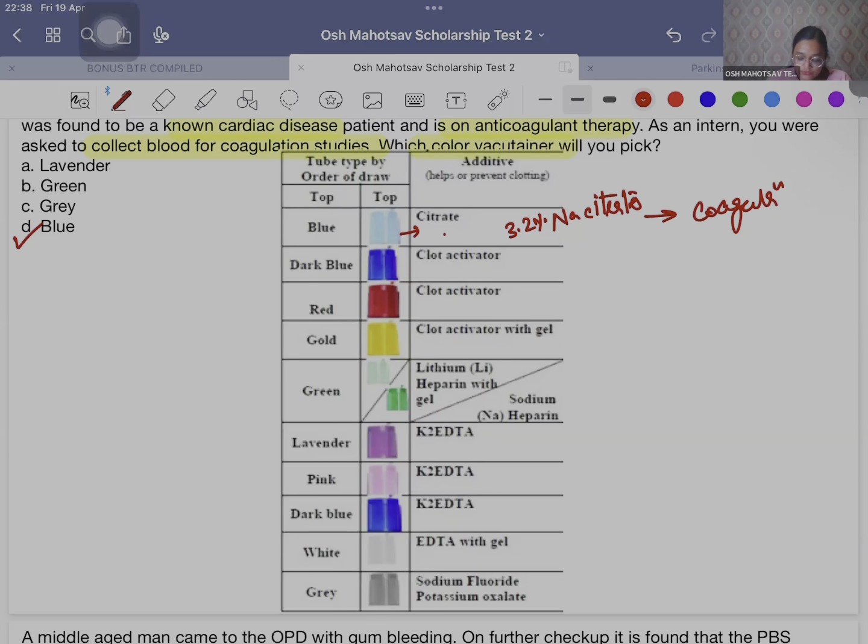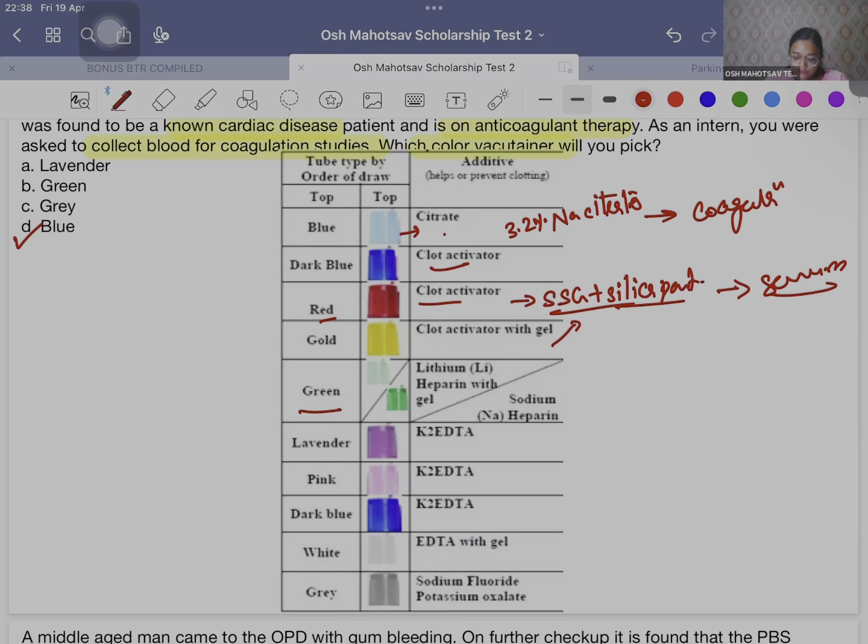This dark blue is having clot activator. This red one is also having clot activator. This red one is having SSG plus silica particles. Okay, so these are mainly just to activate the clots. They are not having any anticoagulant, and these are for our serum studies. Okay, next is our golden one, which is also the same, but it is not having any silica particles.